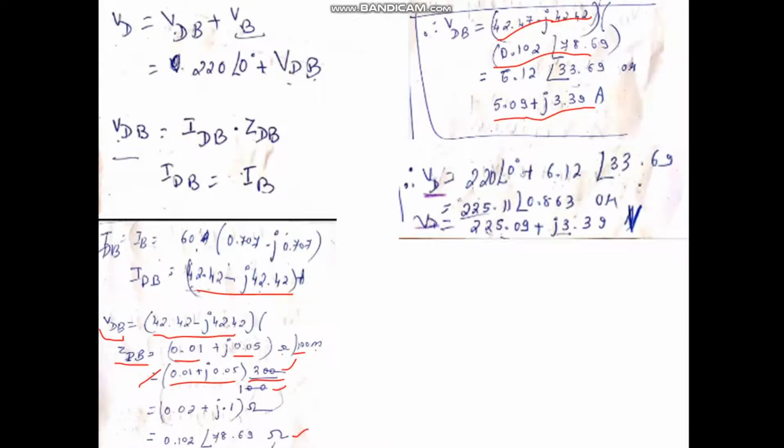Next, I have calculated VDB, and VB I know, so I'll calculate VD. VB is 220 at an angle 0, and this is my VDB. So I calculate VD to be 225.09 plus j3.39 volts. So if I come back here, I have done with my first equation. Now we will go on.